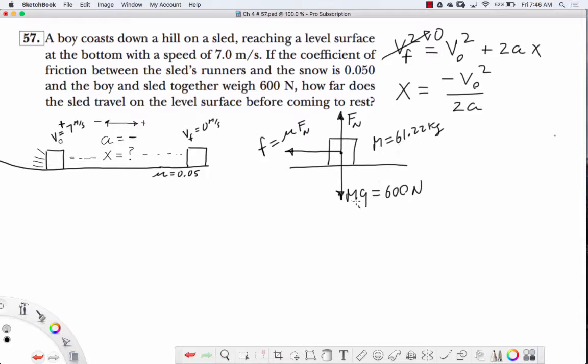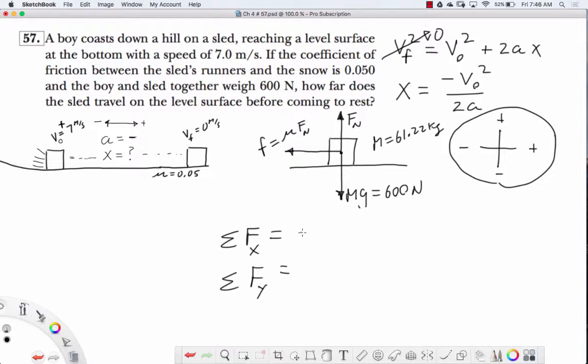Okay, so this is the free body diagram. What do we do after the free body diagram? We sum forces in x, we sum forces in y. In the x direction here, there's only one force, and that is friction, and we want to make it negative, because remember our sign convention: to the right plus, to the left minus. So we're going to say negative friction, which is mu Fn. That's the equation for friction. Any other force in the x direction? Nope. So that is the sum of the forces.